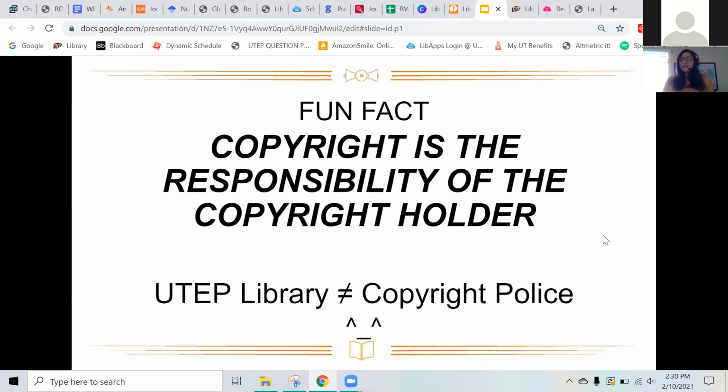The last thing I want to say this afternoon is I just want to share a fun fact for you, and that is that copyright is the responsibility of the copyright holder, and the UTEP library, we are not the copyright police. We're not here to fish you out and report you to Disney or, I don't know, NBC Universal for violating copyright. We just want to help you do things in sustainable and legal and above board ways.